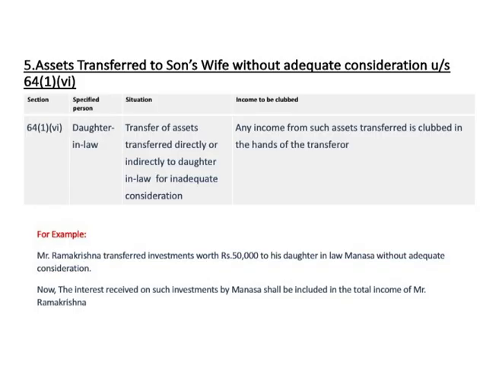For example, Mr. Ramakrishna transferred investments worth 50,000 to his daughter-in-law Manasa without adequate consideration. Now, the interest received on such investments by Manasa, the daughter-in-law, shall be included in the total income of Mr. Ramakrishna. So, this was with love and affection, because there was no adequate consideration here, the interest so received on the investments will be included in the total income of the transferor.